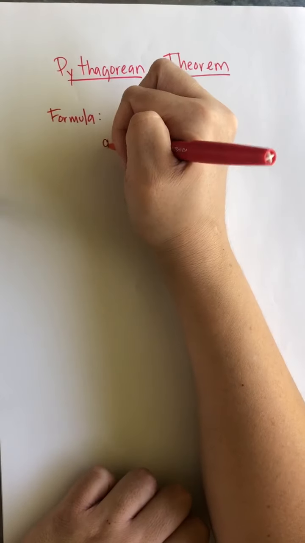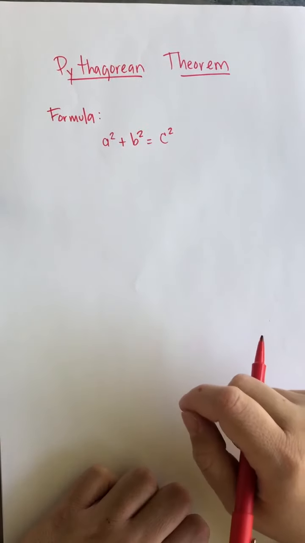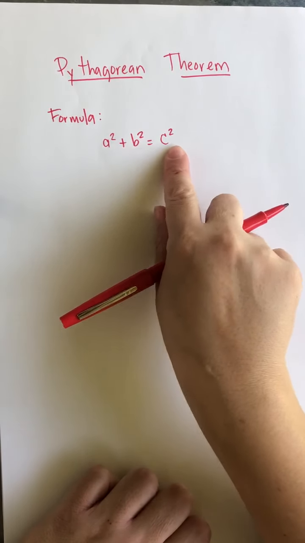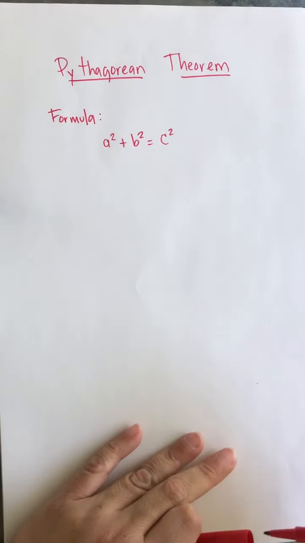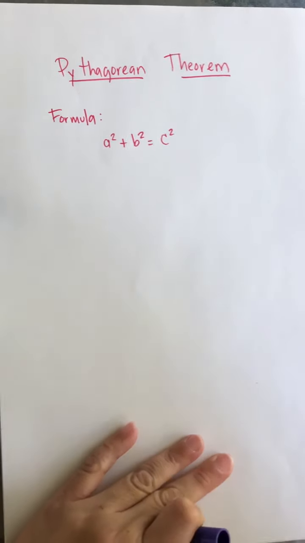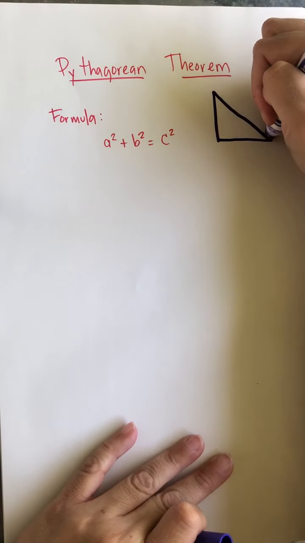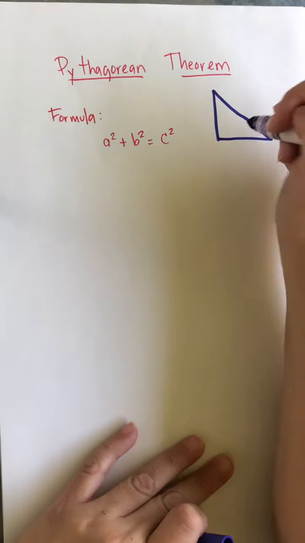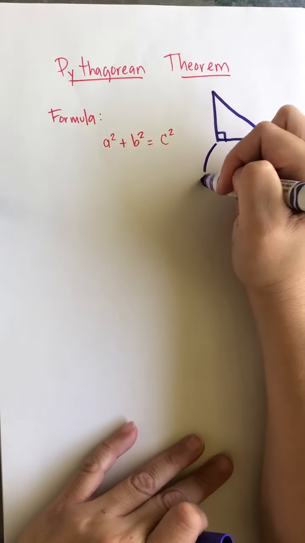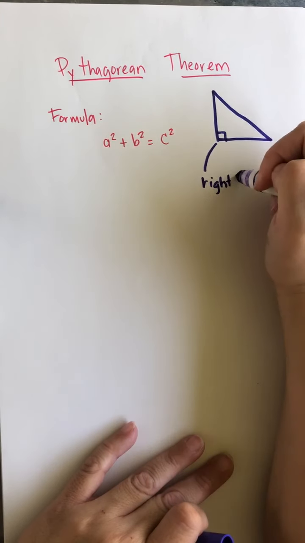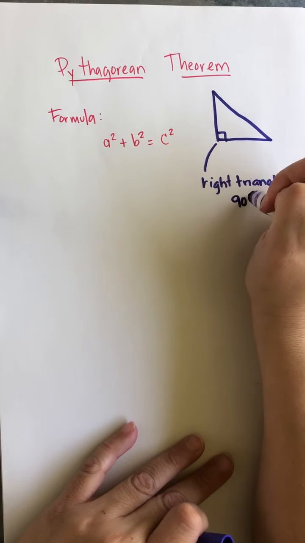Okay, the formula is a squared plus b squared equals c squared. You might have heard this before. Okay, so a squared plus b squared equals c squared. And the Pythagorean theorem only works with right triangles, and right triangles typically look like this. Here's your triangle. Okay, and most of the time they'll have this little indication that this is a right triangle. And what does that mean? It means that this is angled at 90 degrees.